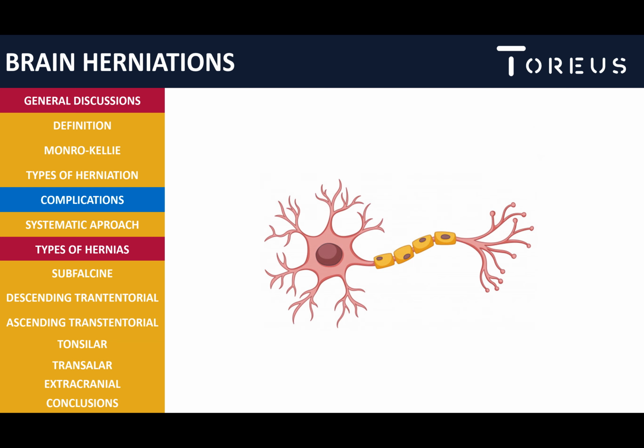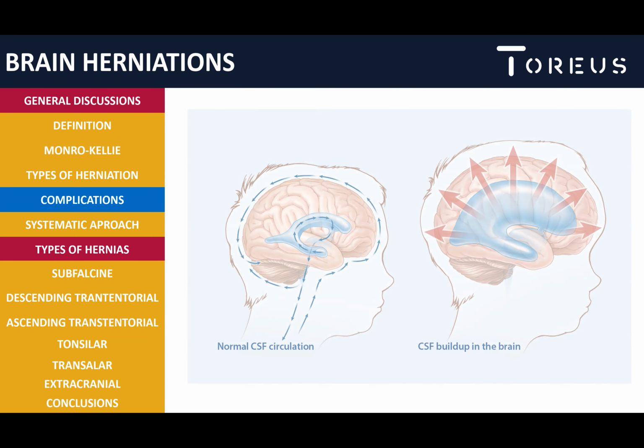Another complication of brain herniations is the compression of cranial nerves. And the clinical presentation of the patients will depend on which cranial nerve is compressed. The most important cranial nerve here that will be compressed is the third cranial nerve, and we're going to talk about that. So, when you have some obstruction in the drainage of the CSF, the CSF will build up in the brain. So we have this complication that is called hydrocephalus.